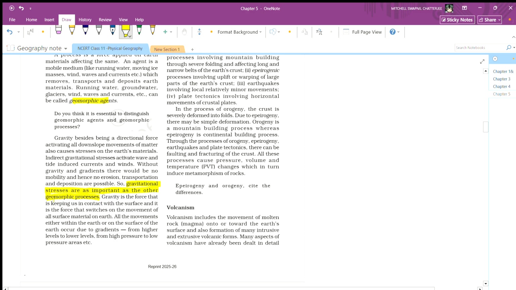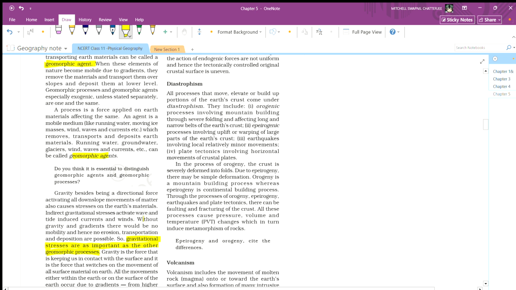Gravity is the force that keeps us in contact with the surface, and it is the force that switches on the movement of all the surface material on Earth. All the movement within the Earth or on the surface of the Earth occurs due to gradient from higher to lower level, from high pressure to low pressure area, etc.